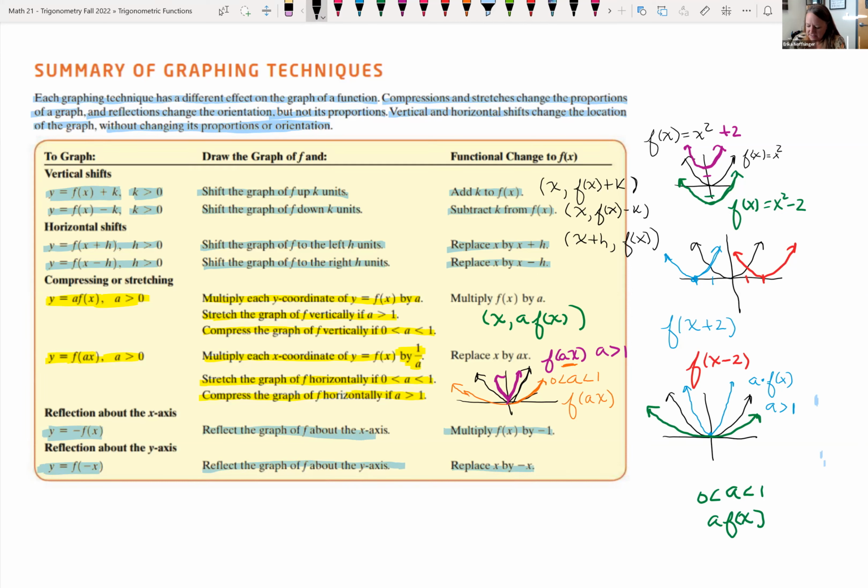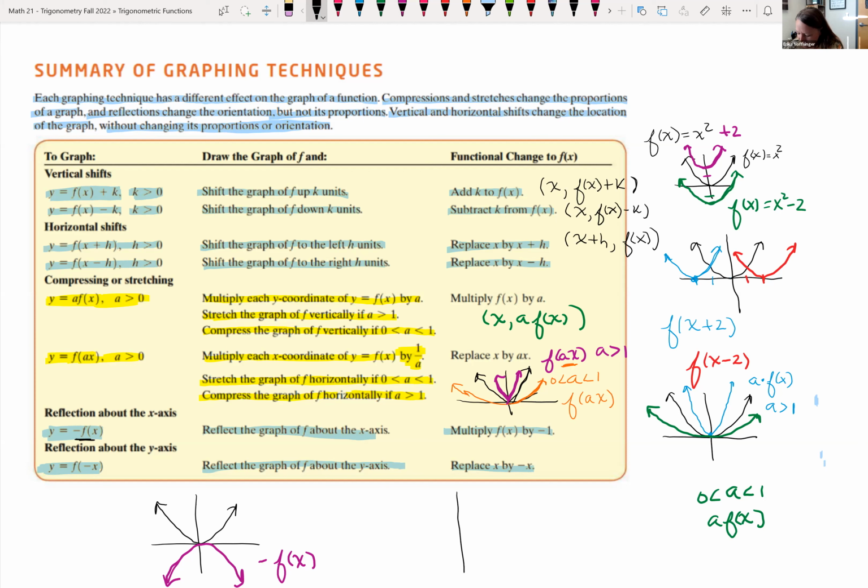Well, my one case with my parabola is okay with negative f of x. That would be a reflection across the x-axis. So negative f of x will look like this. The problem is f of negative x, if I have my parabola like I do, it's just going to be a mirror image of the other half of the graph, so it's going to give us the same thing.